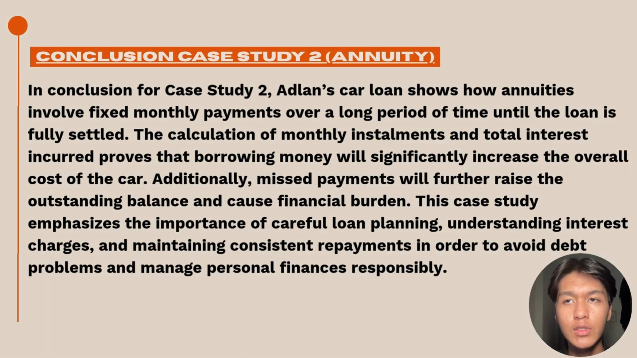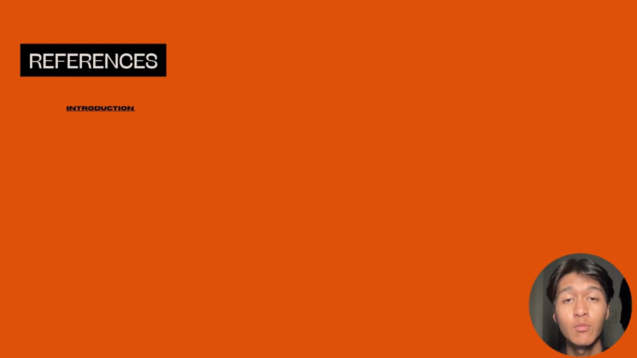Lastly is the conclusion of case study 2, annuity. In conclusion for case study 2, Adlan's car loan shows how annuities involve fixed monthly payments over a long period of time until the loan is fully settled. The calculation of monthly installment and total interest incurred proves that borrowing money will significantly increase the overall cost of the car. Additionally, missed payments will further raise the outstanding balance and cause financial burden. This case study emphasizes the importance of careful loan planning, understanding interest charges, and maintaining consistent repayments in order to avoid debt problems and manage personal finances responsibly.